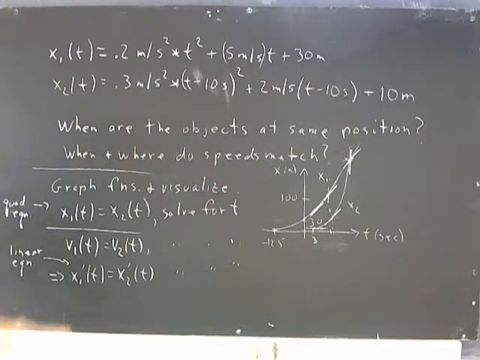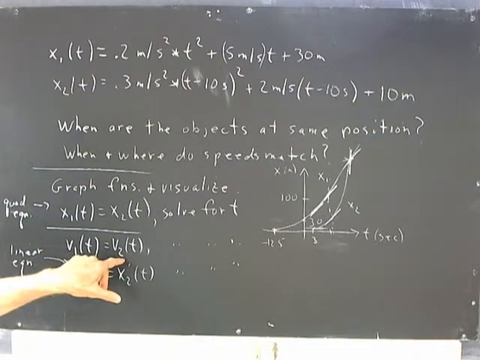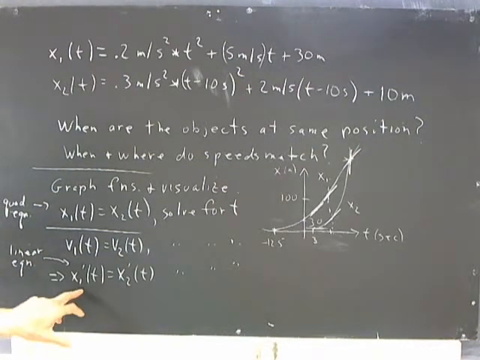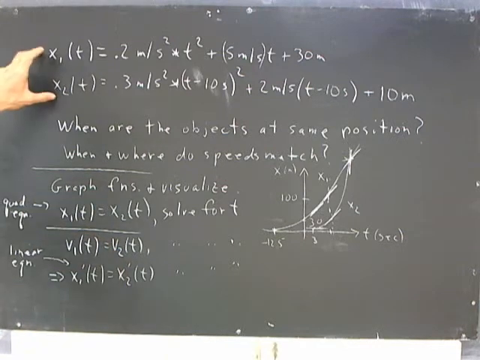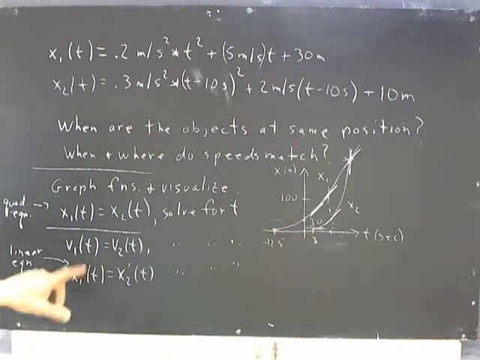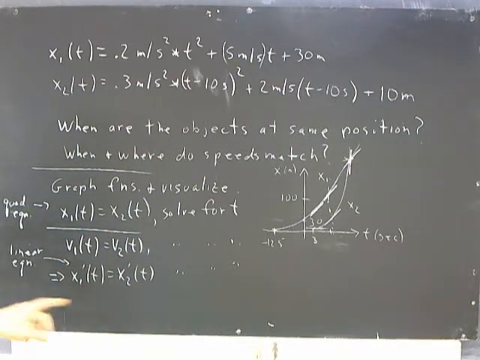Okay, then the question of when and where do the speeds match. When the speeds match is easy. That occurs when the velocity of the first equals the velocity of the second, and those velocities are the derivatives of the position functions. So we very easily get these functions. A derivative of a quadratic function is a linear function, so this is a linear equation, very easily solved.